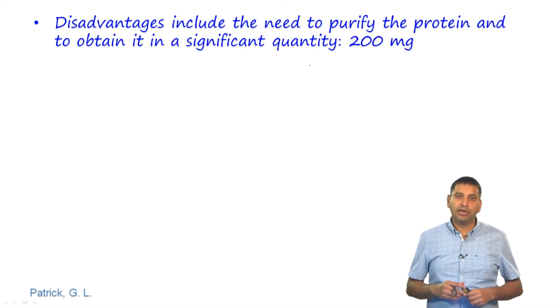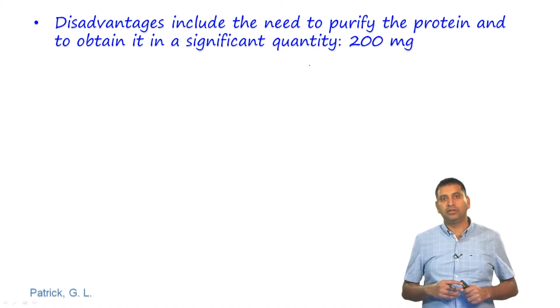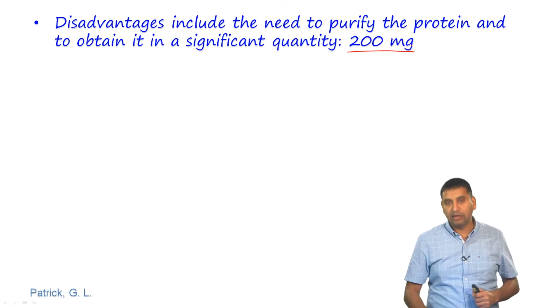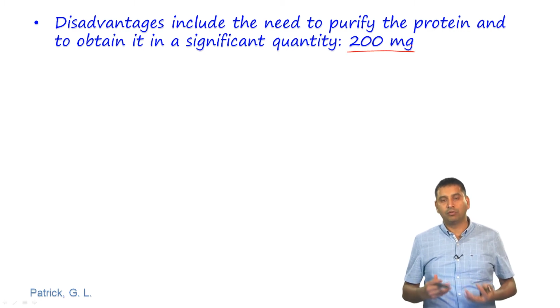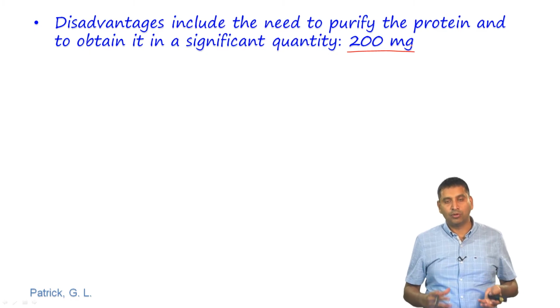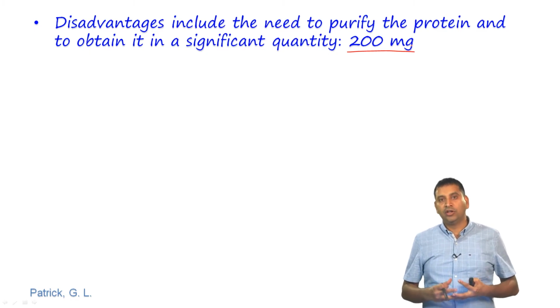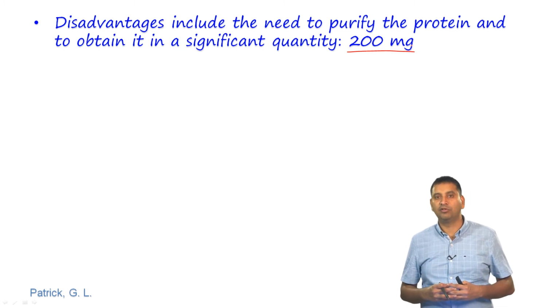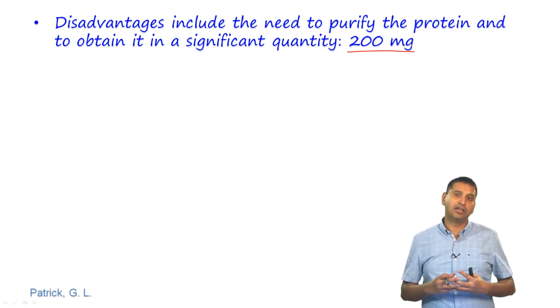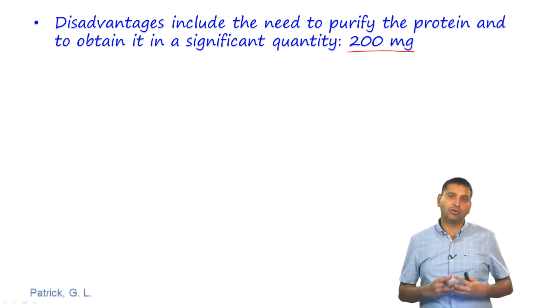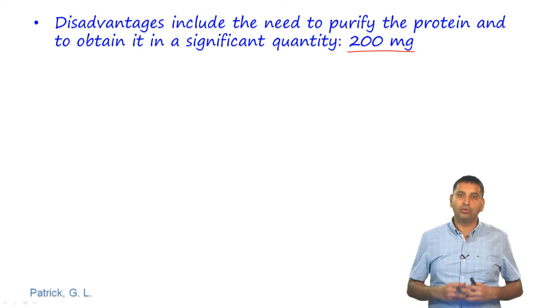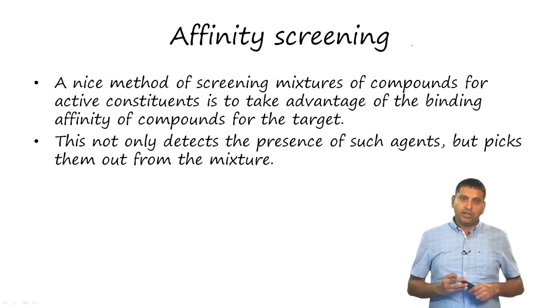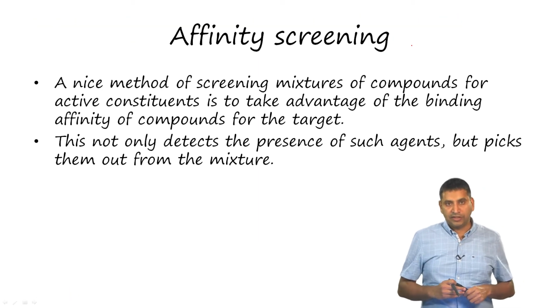Of course, one of the major disadvantages of this method is that you need to purify very large quantities of a protein. So, sometimes you need amounts of about 200 milligram of a protein, which is not easy to obtain. A typical protein synthesis will give us like half a milligram or a milligram of protein, which is a large amount, and so you need to make a really large quantity of protein to be able to do the screening. The next method is to use what is known as affinity screening.